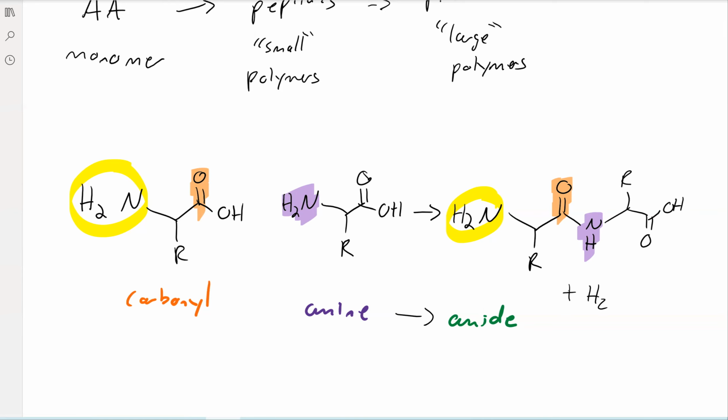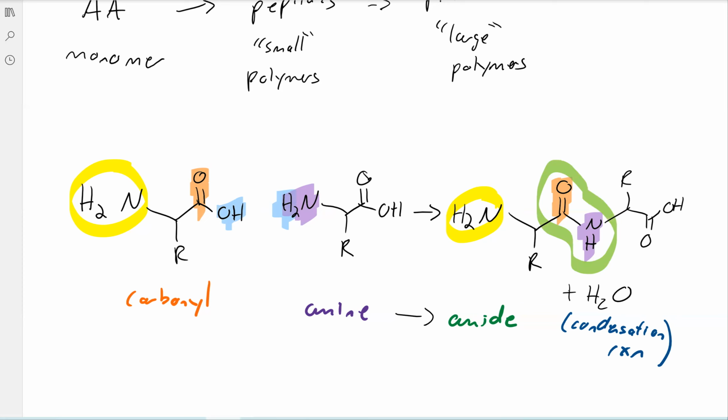Our byproduct here is water. So we can think about where that came from. That came from one of these, or this OH, and then one of these H's. So this is also a condensation reaction. And then what we call this amide, we call this a peptide bond because it's a bond within a peptide.